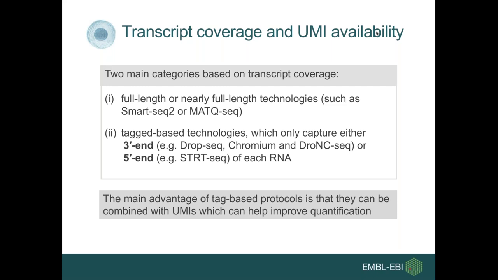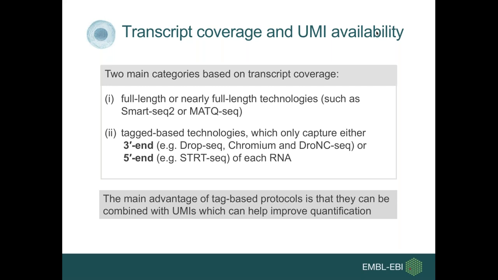tag-based technologies, which are usually droplet-based, capture either only the three-prime end or the five-prime end of each molecule, and not the full-length transcript. This has the advantage of a generally higher throughput of cells and lower sequencing costs per cell compared to the well-based or full-length sequencing protocols. And this makes them particularly suitable for processing large numbers of cells when what you want to do is identify different subpopulations in a complex tissue or reveal the heterogeneity in a tumor sample, for instance.